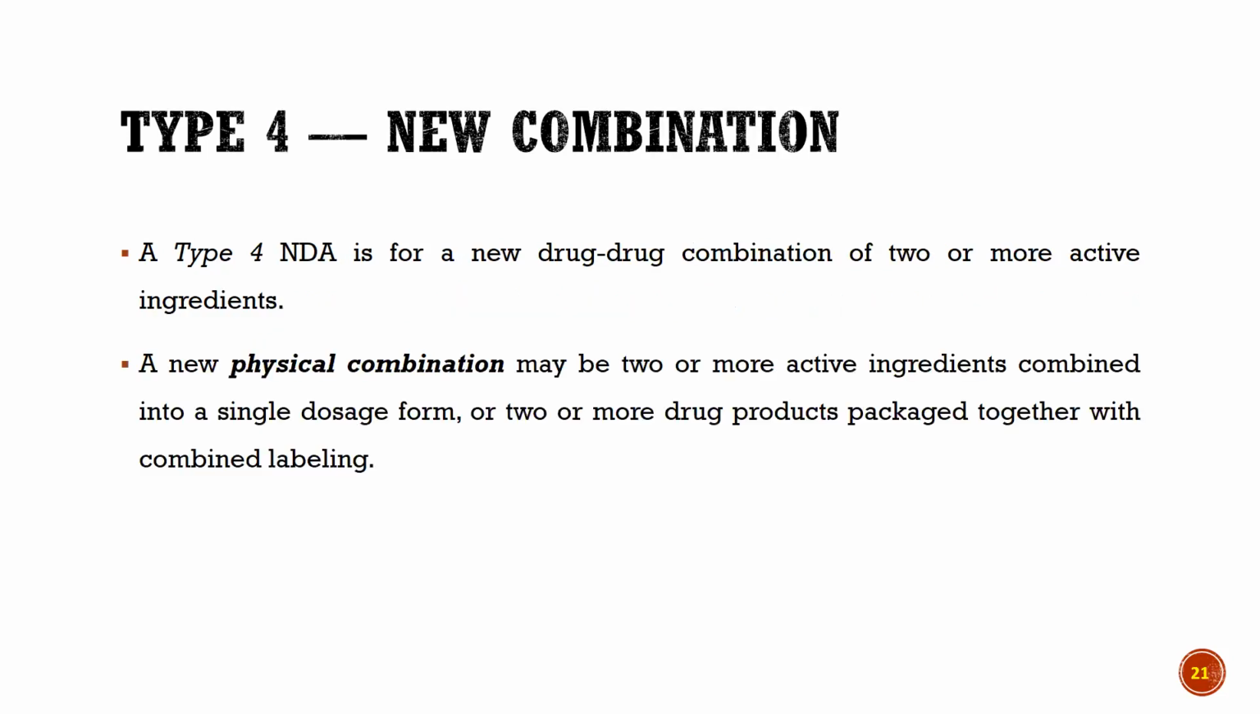Type 4 is for the new combination. A type 4 NDA is for a new drug combination of two or more active ingredients. Whenever we have two or three or more combinations, the new combination type will be used. A new physical combination may be two or more active ingredients combined into a single dosage form, or two or more drug products packaged together with combined labeling.